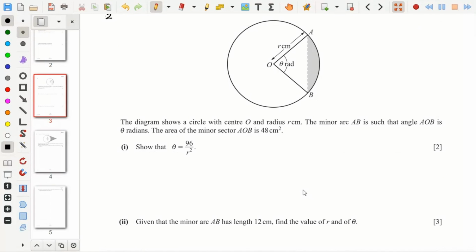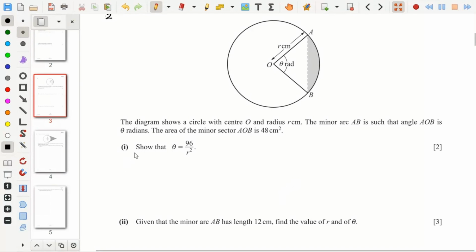The diagram shows a circle with center O, radius r. The minor arc is AB, and the angle AOB is theta radians. Now, the area of the minor sector is 48 centimeter square. Okay. Now show that theta is equal to 96 on r squared.